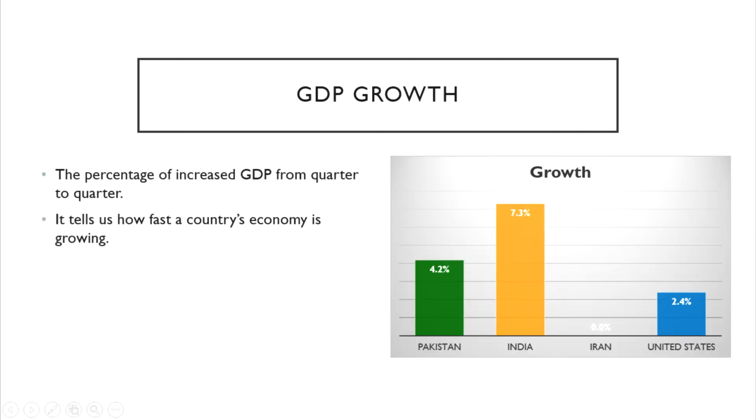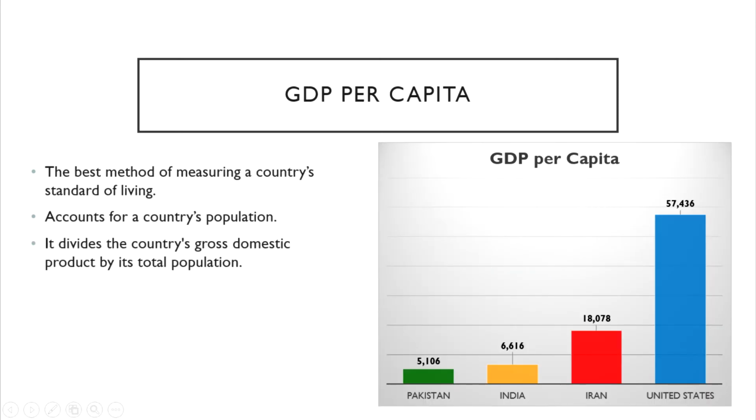The GDP growth rate tells you how fast a country's economy is growing. It compares the GDP from one time frame to another, usually from quarter to quarter within a year. Pakistan appears to have a healthy growth rate of 4.2%, nearly doubling the United States' economic growth, but still quite behind India's economic growth. Overall, the best measurement to compare a country's standard of living is the GDP per capita.